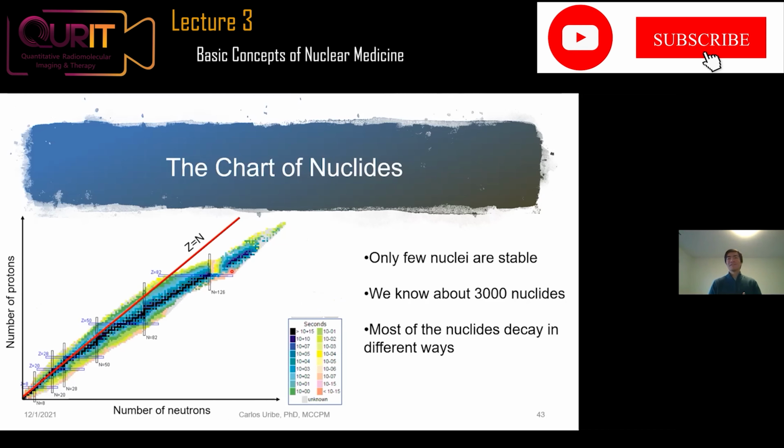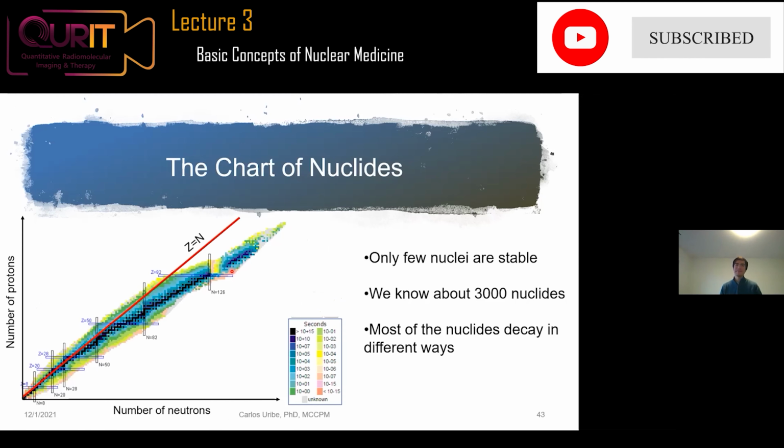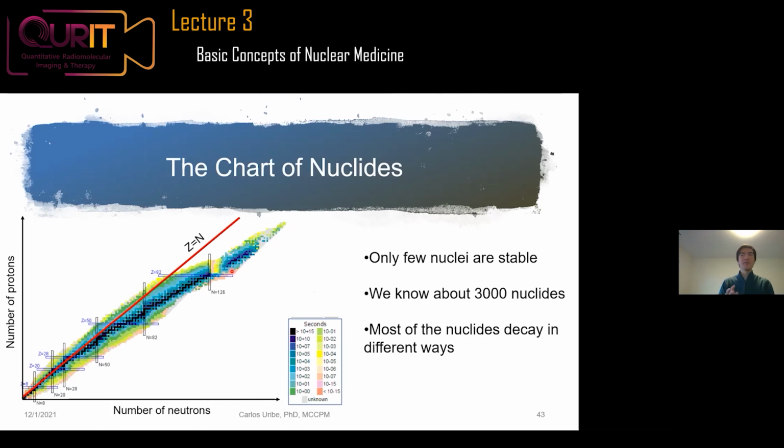Well, we know about 3,000 nuclides, but what we see in nature is that only a few of those are stable. What we mean by this is only a few of them stay in the same composition as we find them. Most of them become different elements, so they are non-stable. When we plot all those nuclides that we know in nature, the red line that I'm showing here is where the number of protons is equal to the number of neutrons. We see a curve that goes like this.